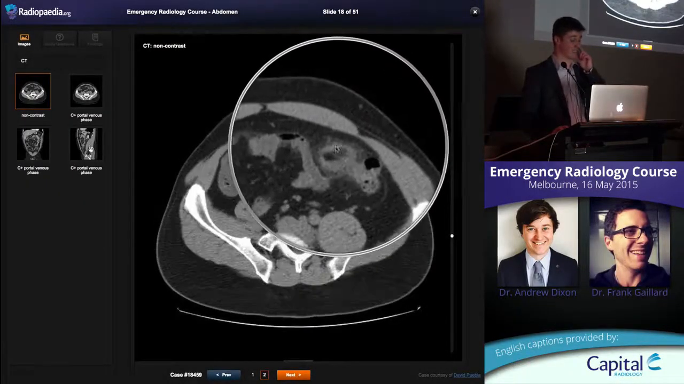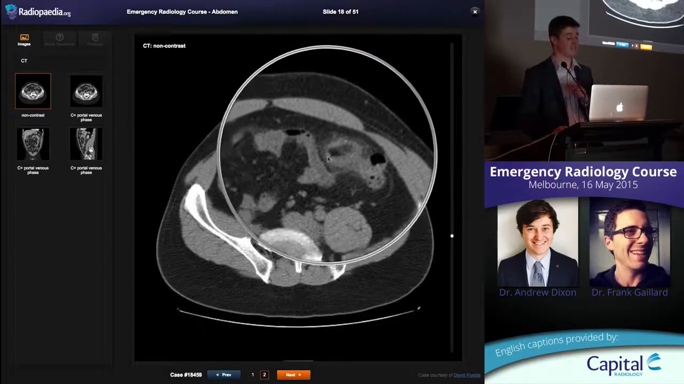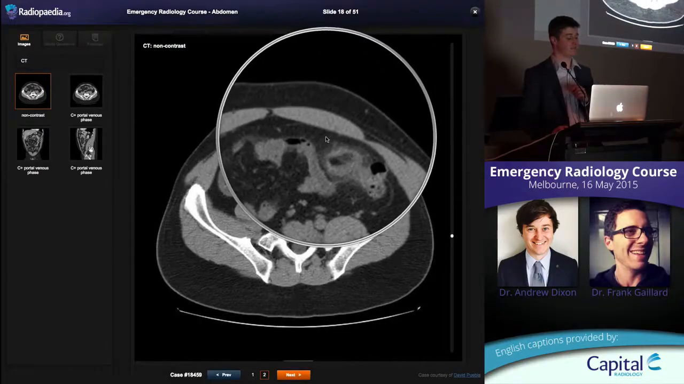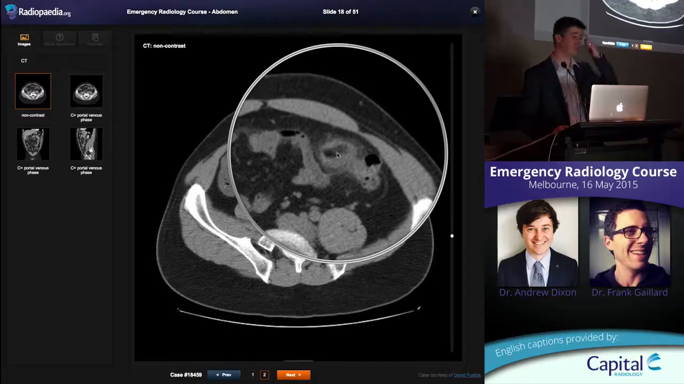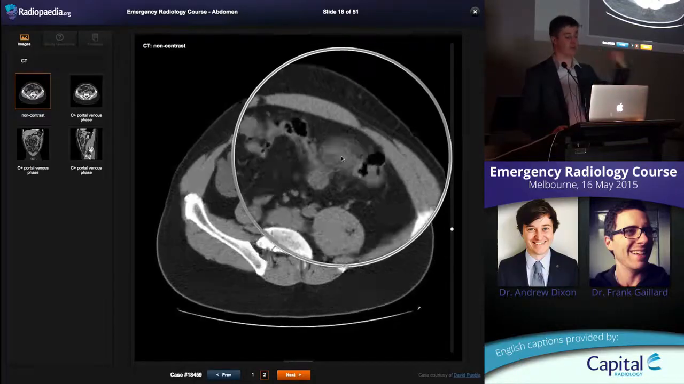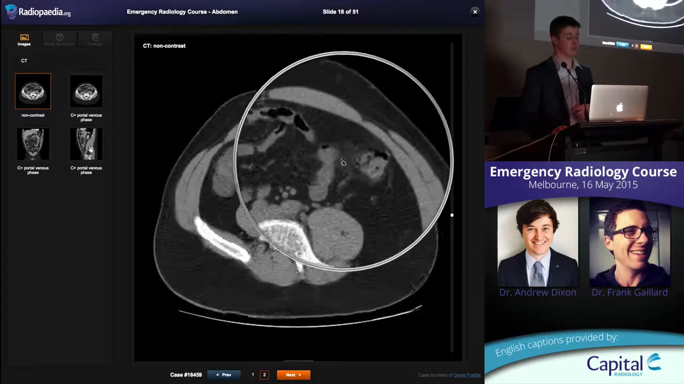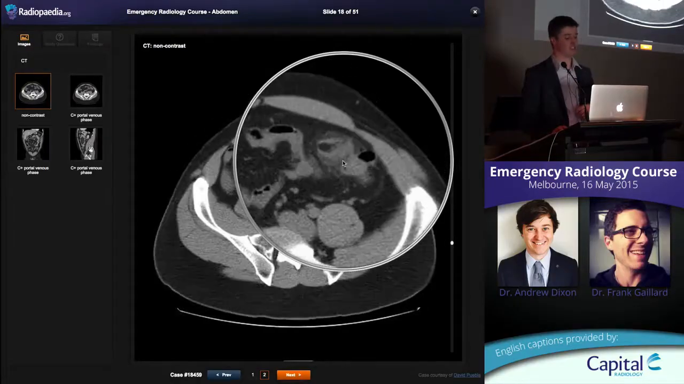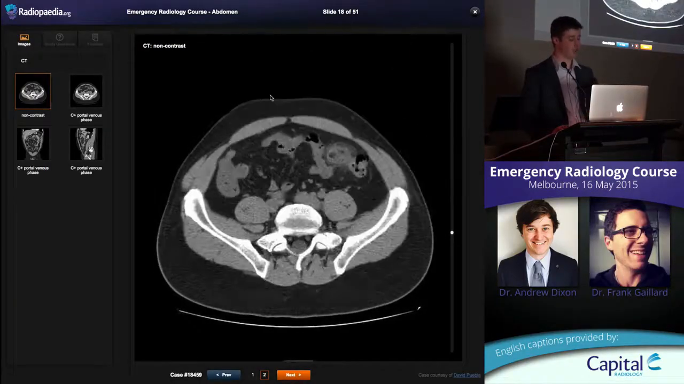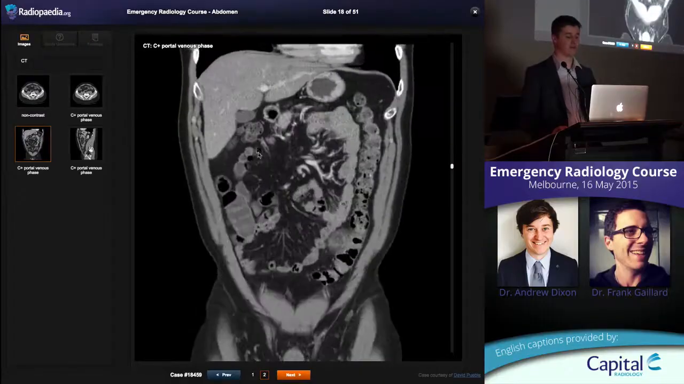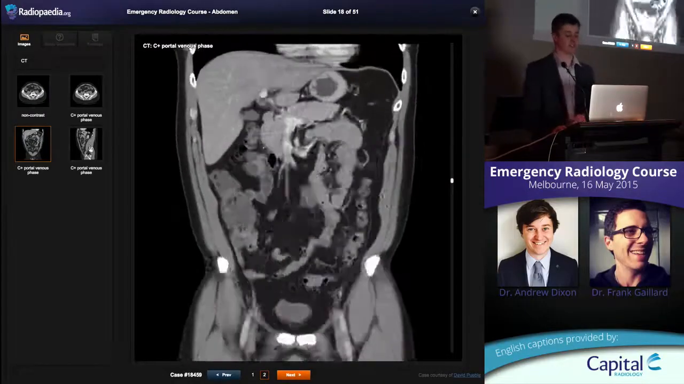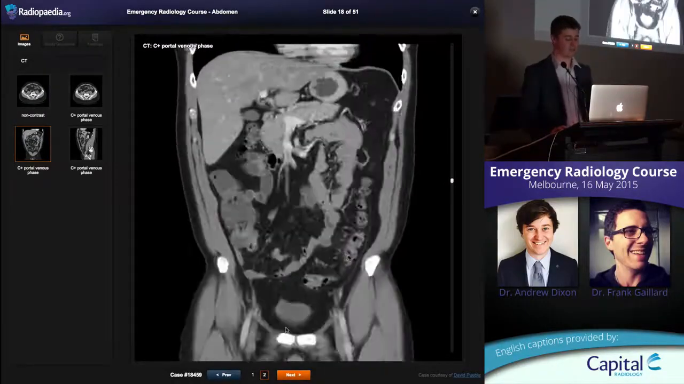The key to this one is that it's got central fatty density. See that fat? It's the same density as the fat next to it. That's called epiploic appendagitis. So this is a benign, self-limiting thing, doesn't need any treatment like the diverticulitis. Okay, so that's a little tricky one. Again, that's one for radiology registrars in their exams to be aware of, epiploic appendagitis.